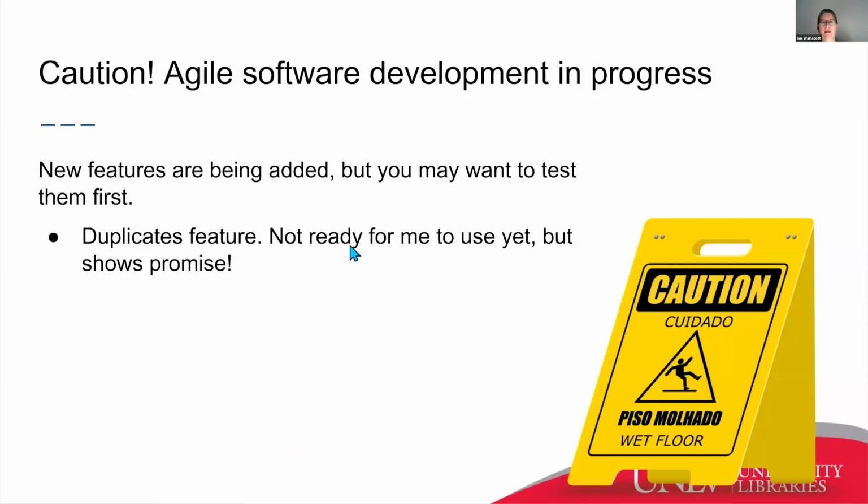Agile software development is in progress. They're continually improving the product. Sometimes they roll things out before I think they're ready. And right now, I don't think their duplicate detection and removal feature is quite as robust as I would like. So it's not my favorite for that type of purpose, but it shows promise. They're getting there. So with that, are there any questions in the chat about basic Mendeley?